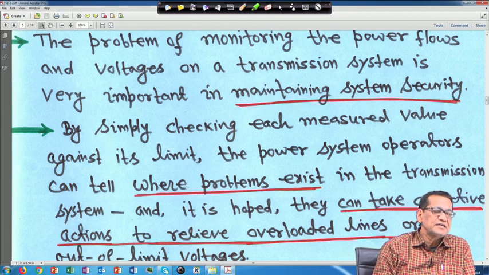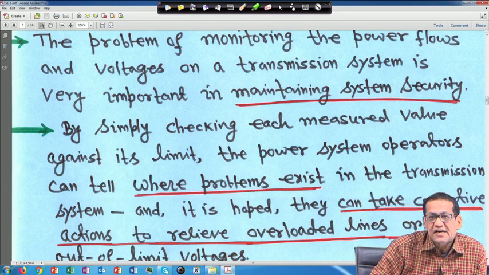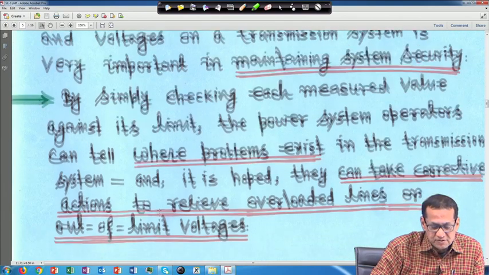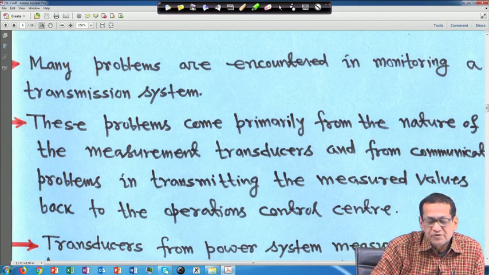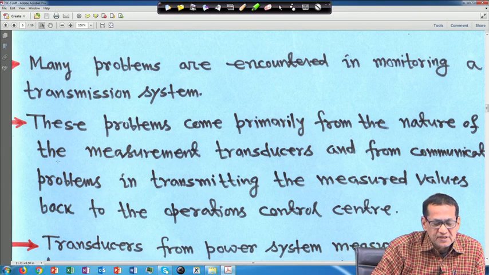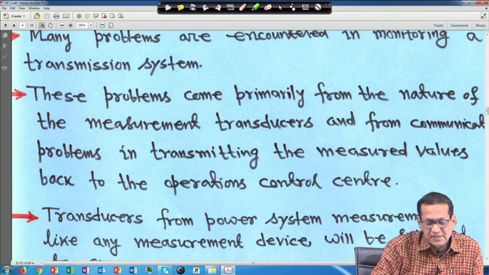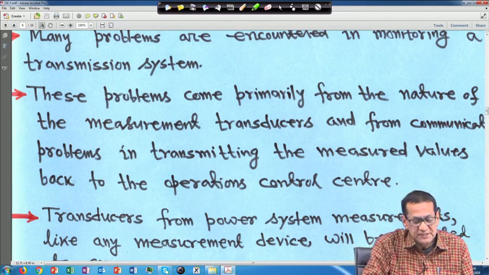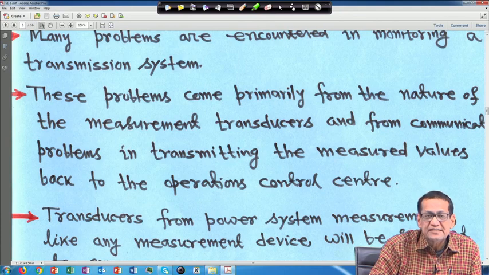So, power system operators, when they see an overloaded line or a bus voltage crossing its limit, can look at that and take corrective action. Many problems are encountered in monitoring a transmission system. These problems come primarily from the nature of the measurement transducers and from communication problems in transmitting the measured values back to the operation control center.